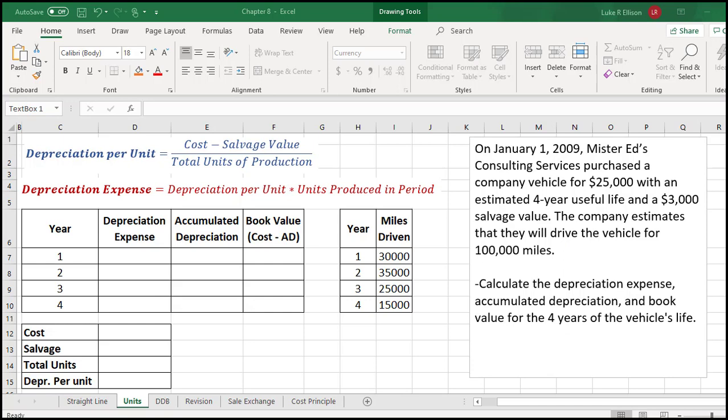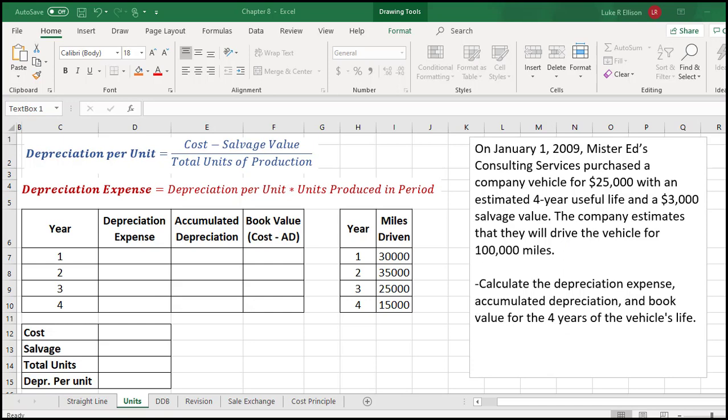So it says on January 1st, 2009, Mr. Ed's Consulting Services purchased a company vehicle for $25,000 with an estimated 4-year useful life and a $3,000 salvage value. The company estimates that the vehicle will last for 100,000 miles. We are asked to calculate the depreciation expense, the accumulated depreciation, and the book value for the 4 years of the vehicle's life. And we're going to do that in this chart that I've created over here on the left.